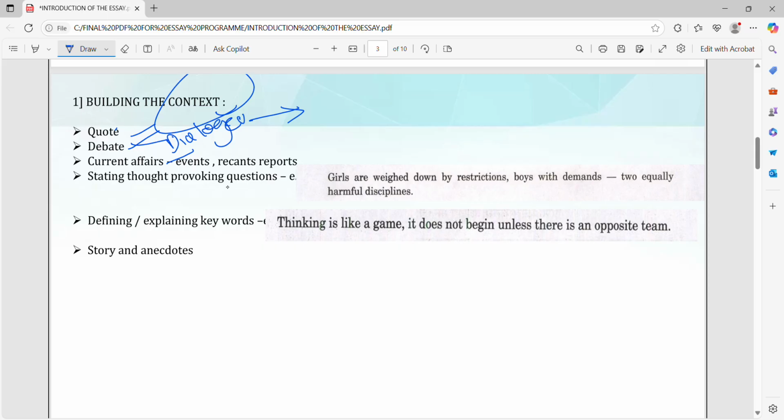Firstly, the debate. Suppose there is an essay on crisis faced in India, moral or economic. That is the debate. What can we say? We can give the two sides.